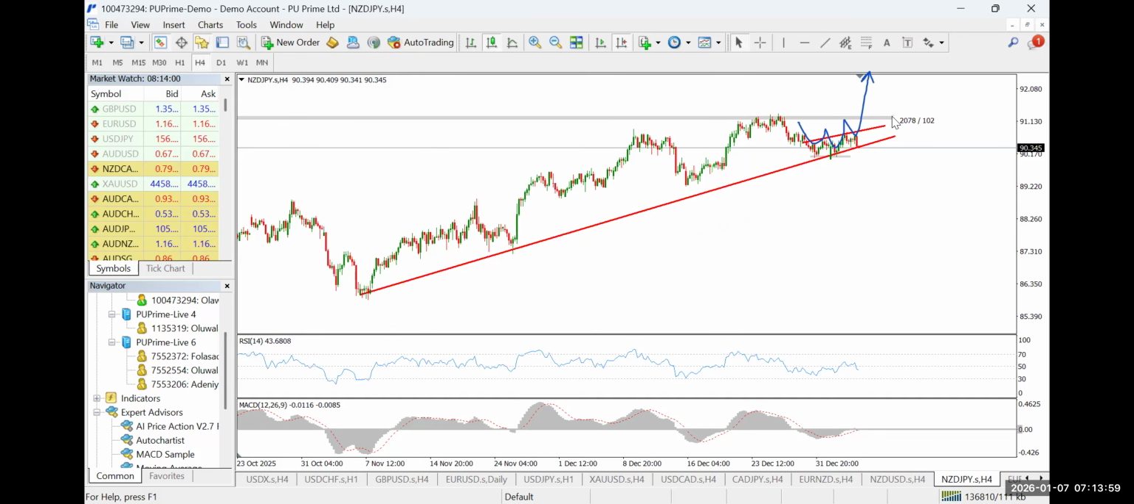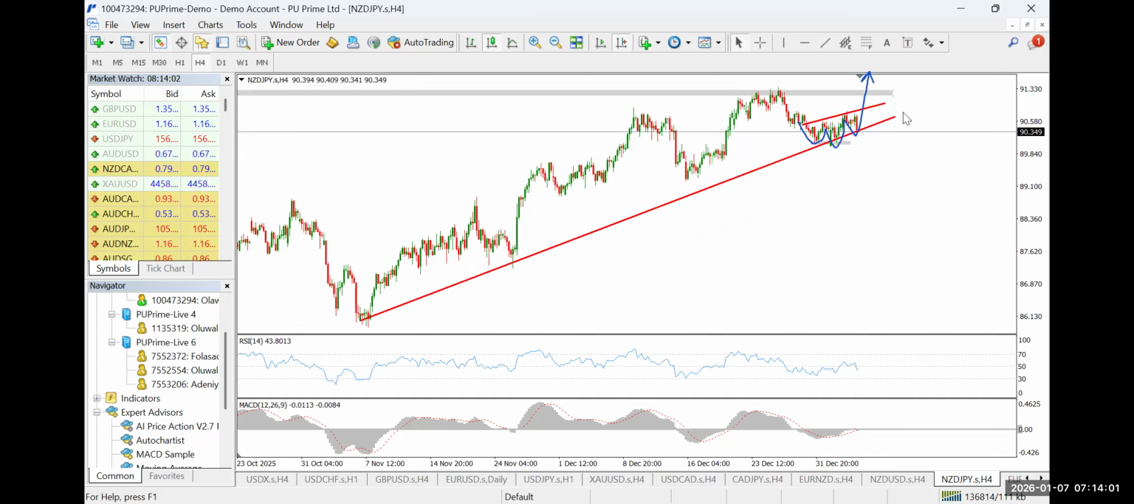Yes, it may break out above the next resistance, but at least it will get to that level first before any other movement. And that's just some 30-40 pips away once we can confirm the breakout. So I want you to watch this closely.